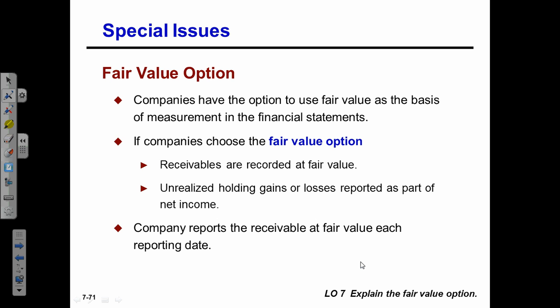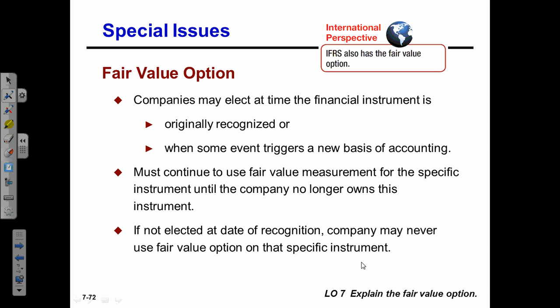This is very similar to what we do with available for sale securities, isn't it? Okay? Same sort of idea. Company reports the receivable at fair value each reporting date. Okay, that's just fine. Companies may elect at the time the financial instrument is originally recognized, when you record it in the first place, when you purchase it, or get the note, or when some events trigger a new basis for accounting. Must continue to use fair value measurement for the specific instrument until the company no longer owns it.